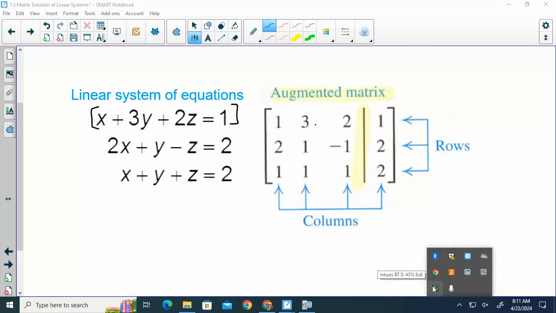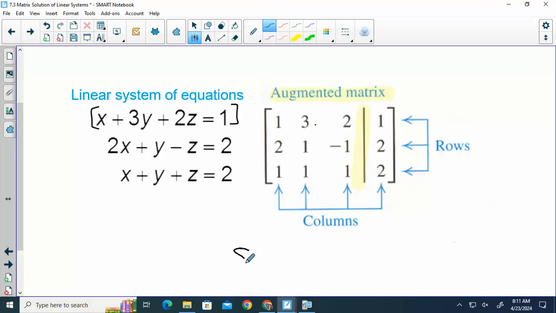Great point. Everything has to be set the same, so constants have to be on the right hand side of the equal sign. If you don't have a variable, then we use a 0 for it. What's the size of this matrix? 3 rows, 4 columns. So this is a 3 by 4 matrix.